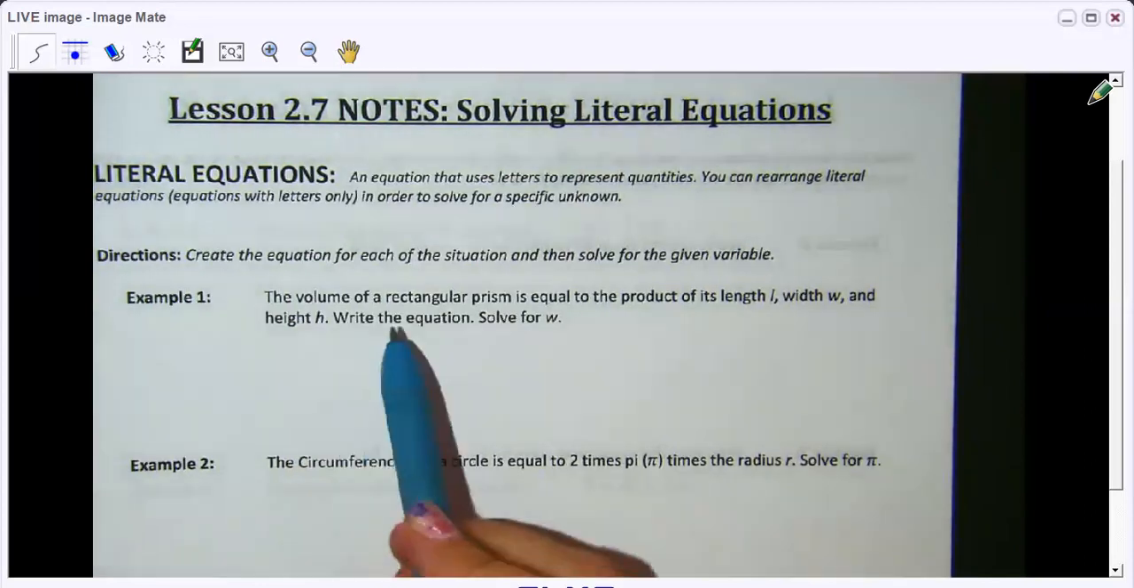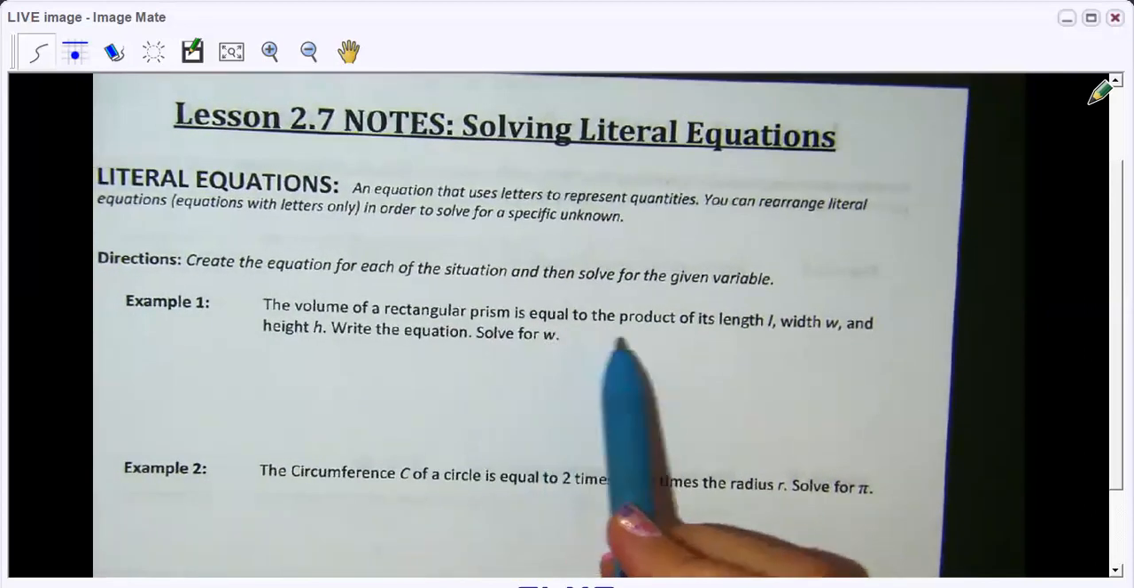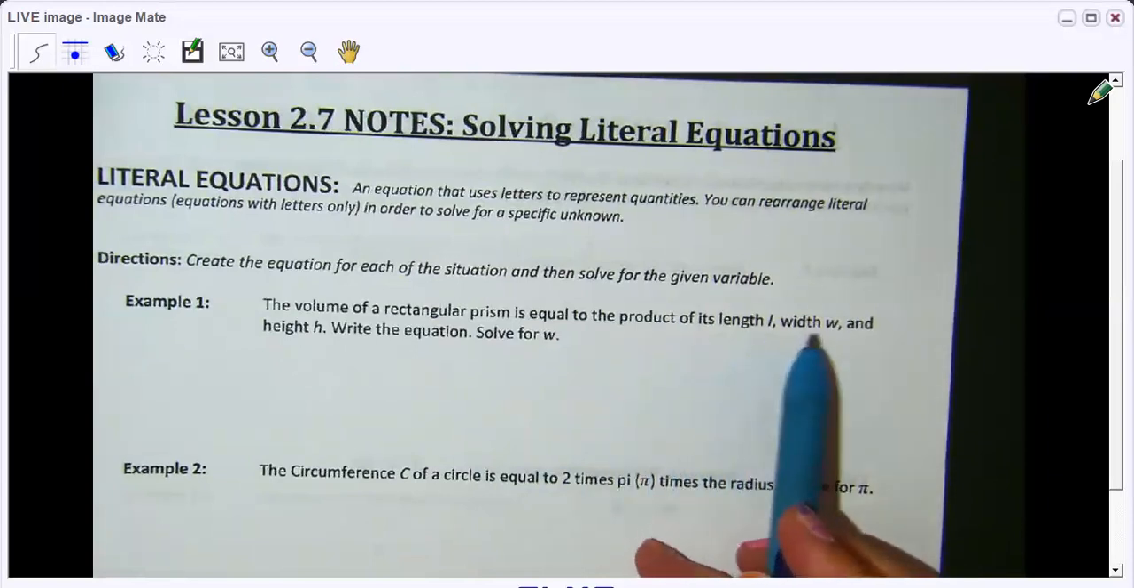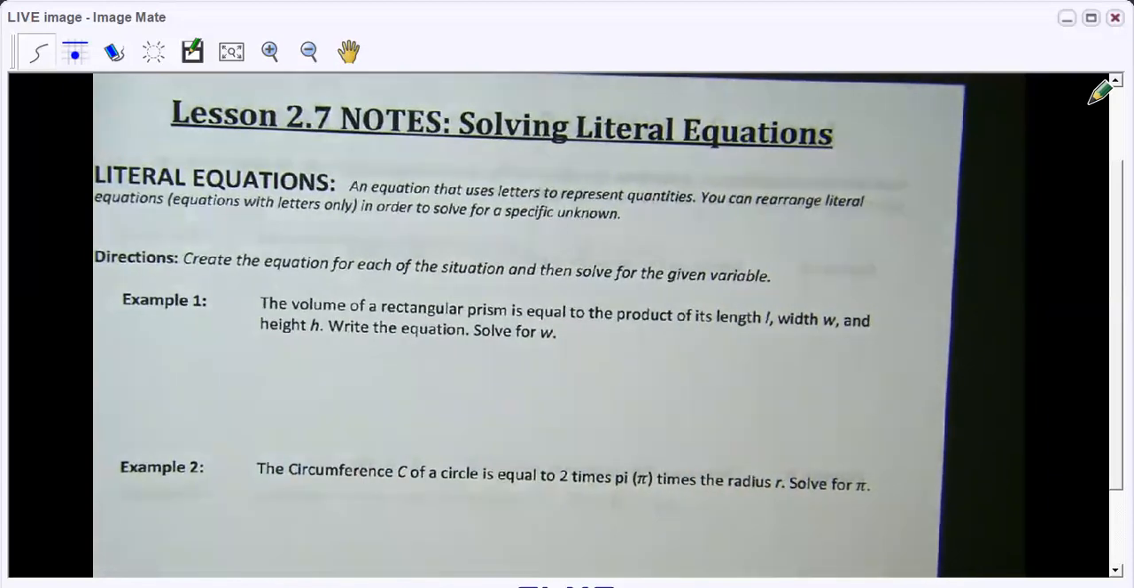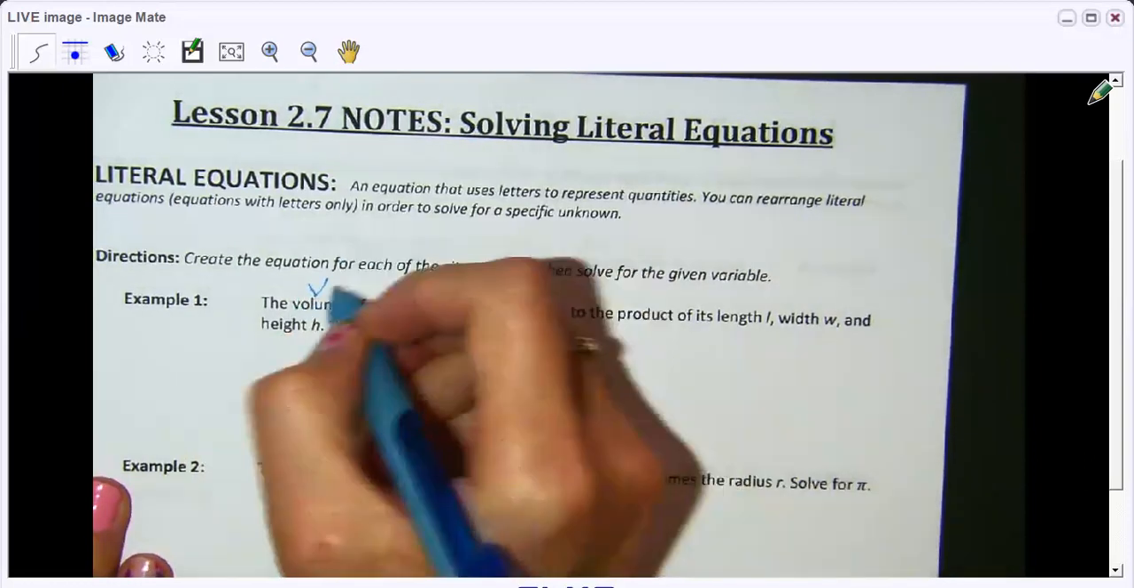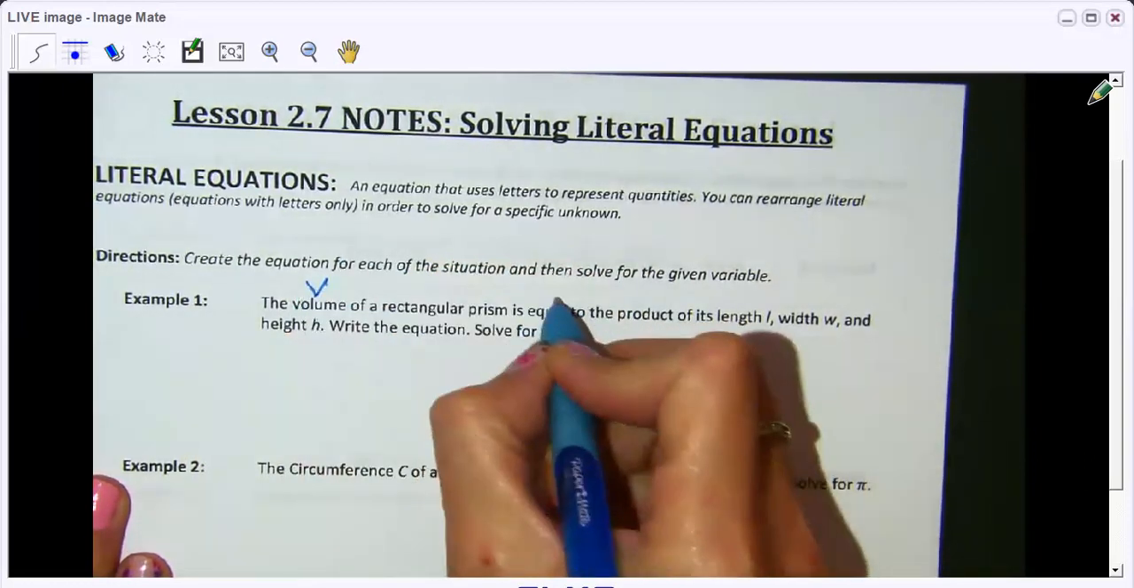It says that the volume of a rectangular prism is equal to the product of its length L, width W, and height H. Write the equation and solve for W. So not only are we solving literal equations, but we're writing the original equation, and you have to be able to understand the terminology or the vocabulary in here. So volume, do you guys know what volume is measured in? Cube units, right?